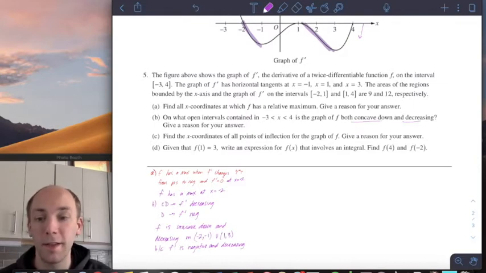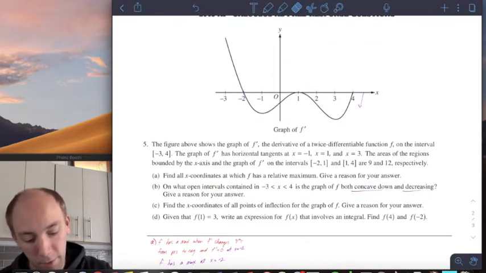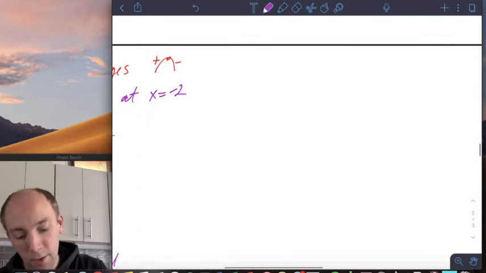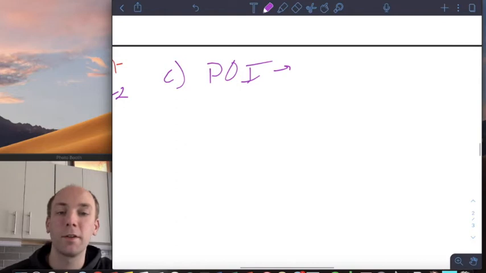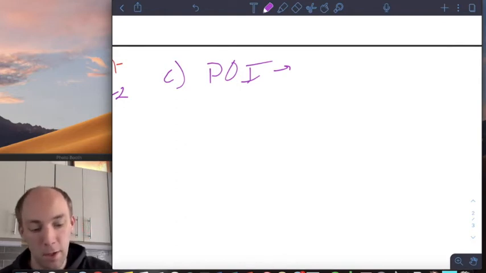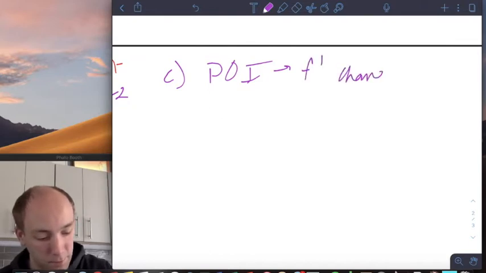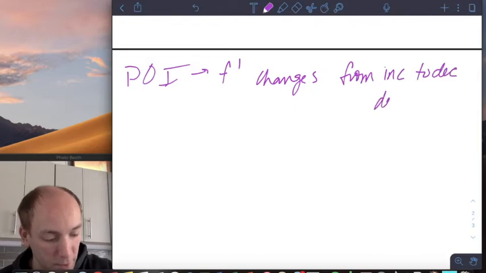Part C, find the x-coordinate for all points of inflection for the graph of f. Give a reason for your answer. Points of inflection. Where do I have a point of inflection in terms of the first derivative? In terms of the first derivative, we have a point of inflection when f prime changes from increasing to decreasing, or from decreasing to increasing.